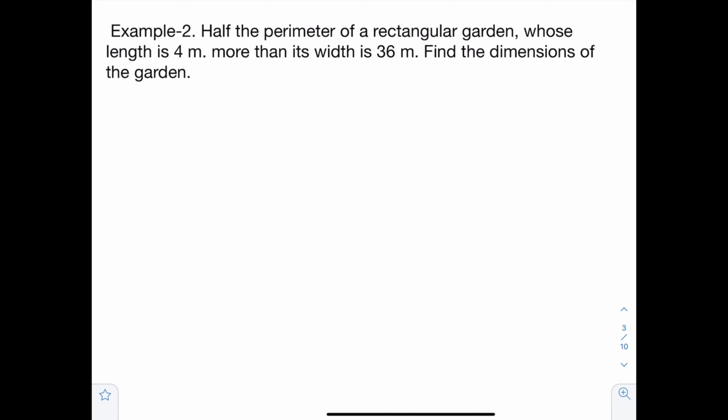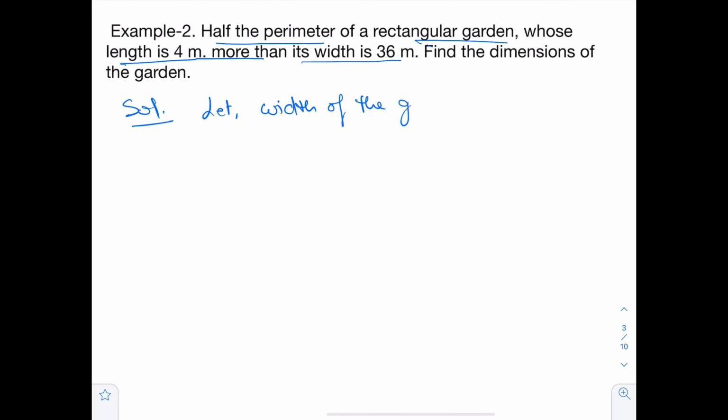Now example number 2. Half of the perimeter of a rectangular garden whose length is 4 meter more than its width is 36. Find the dimension of the garden. So solution. Let width of the garden be x meters.